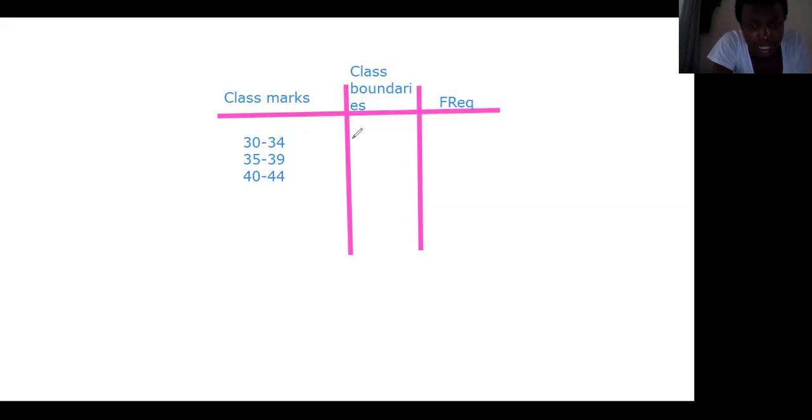So looking at this one, it will become 29.5. This one will be 34.5.